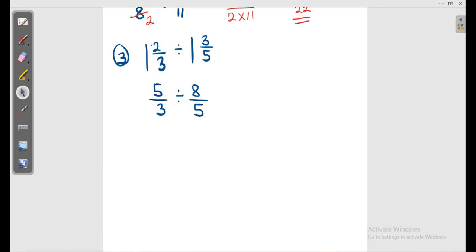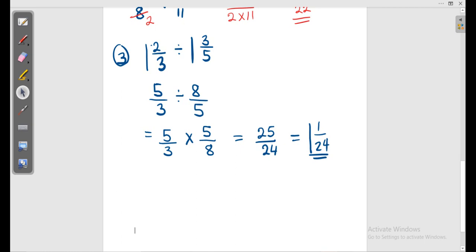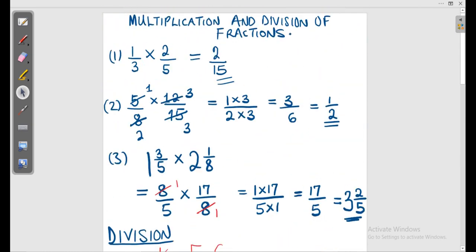Then we do what? We keep the first fraction, we flip the second fraction, and we change the symbol. So that will give us what? We can't cut here because don't forget, you can't say 5 here 1, 5 here 1 because they're on the same part of the fraction. So we'll do 5 times 5, which is 25, 3 times 8, which is 24. And that will give us 1 whole number 1 over 24. And this is how you divide and you multiply fractions. I hope this video helps. Thank you.